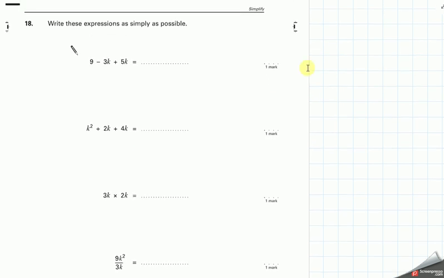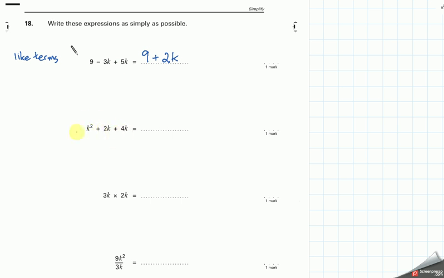Okay, why is it as simply as possible? Well, this one is like terms testing. So the number 9 cannot be combined with 3k and 5k. So the number 9 is left on its own, and we've got minus 3k's plus 5k's, minus 3 plus 5 is plus 2, and we were counting in k's.